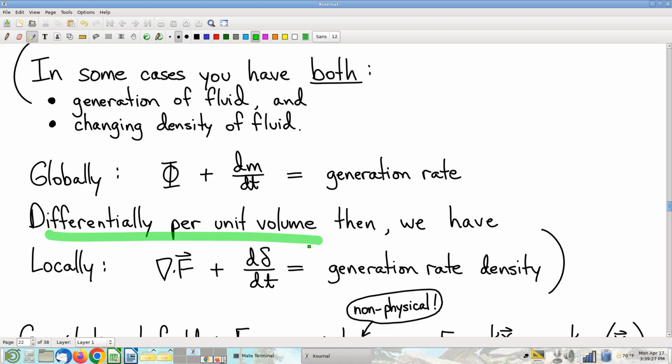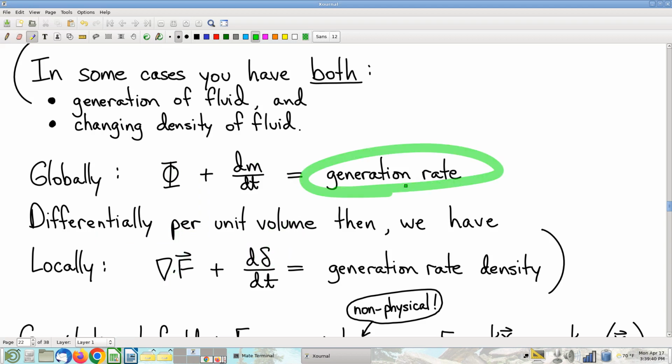Now thinking per unit volume. Flux per unit volume is divergence. Mass per unit volume is density. And now this generation rate, this is a kind of new concept, quantity of fluid per unit time. If I were to then say per unit volume, I think generation rate density, because of the per unit volume, would be a reasonable way to think of this. But again, I don't want to get too much into the particulars and specific examples. It's not really what this course is about.